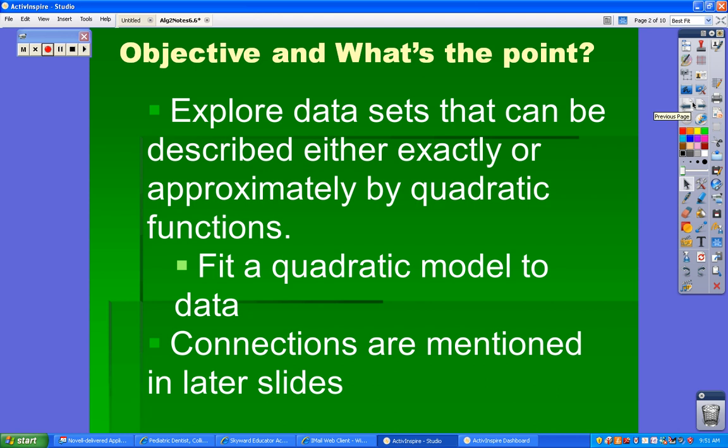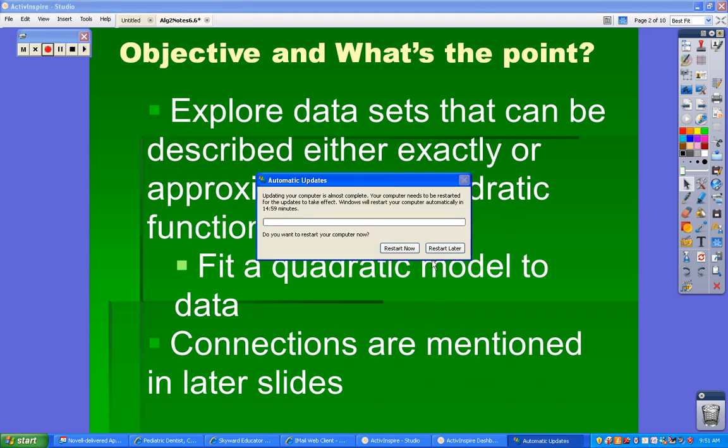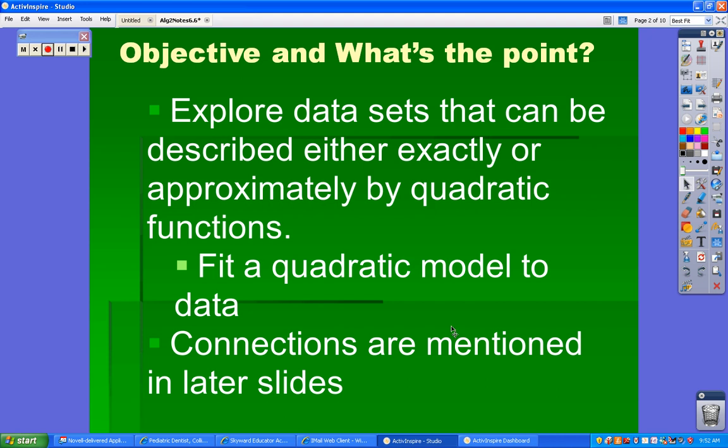What we're going to be doing is we're going to explore data sets that can be described either exactly or approximately by quadratic functions. So those are things with the x squared. We're going to fit a quadratic model to these data points so that we can use that model to make predictions of our data. And we're going to talk about some of the connections in later slides.